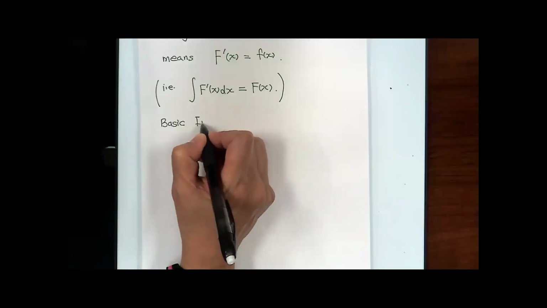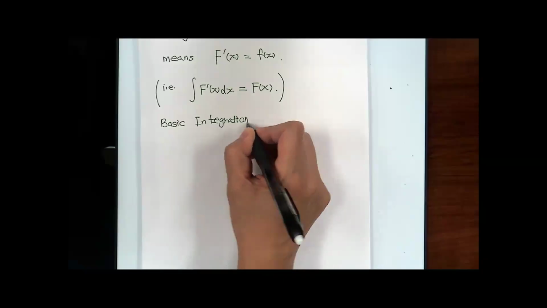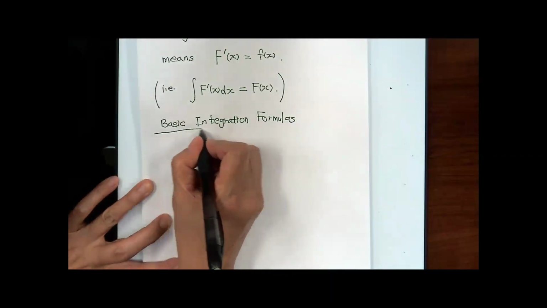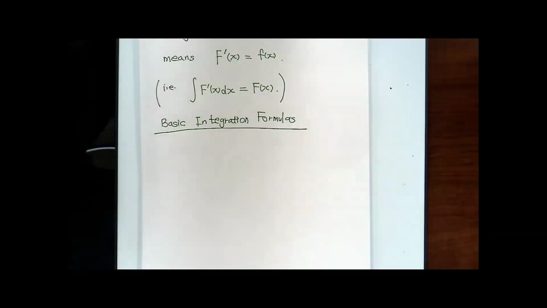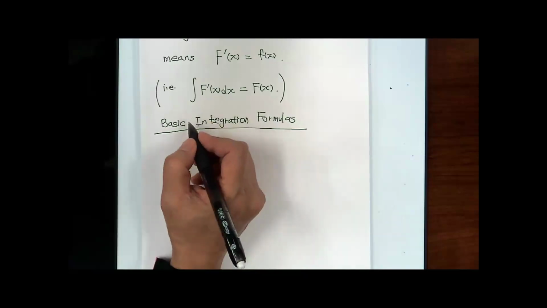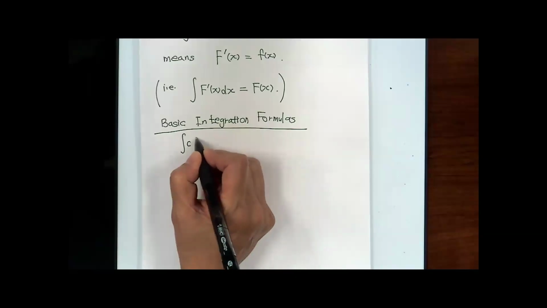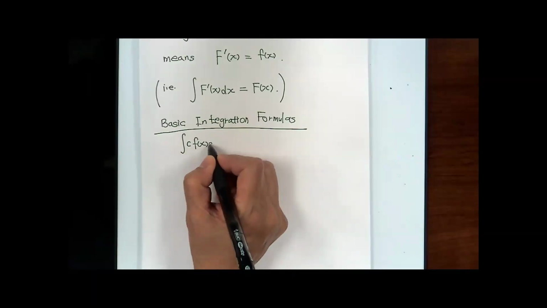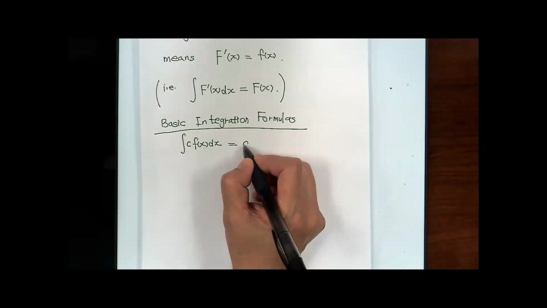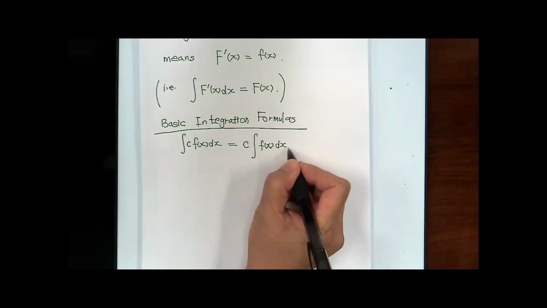Basic integration formula. That must be remembered very clearly. We have a constant c, and we multiply that to the function f and integrate. Then that equals the constant number times integration f of x dx.